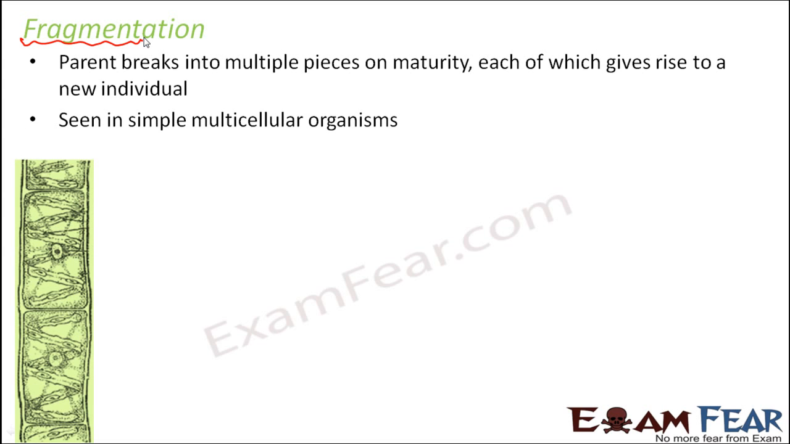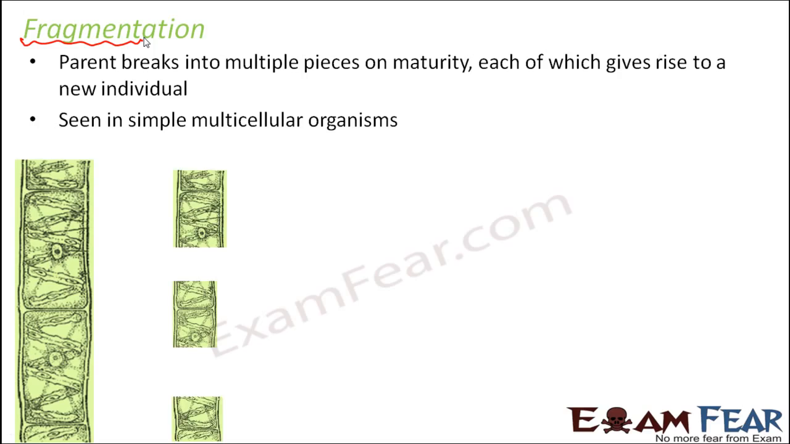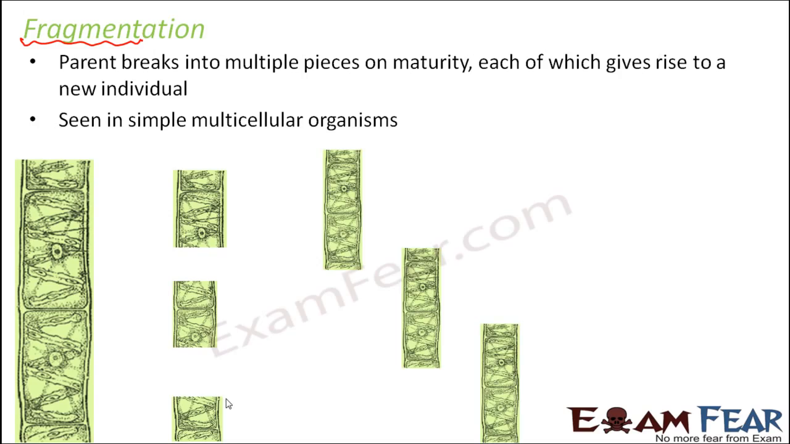Let us suppose this is the parent organism, this is the Spirogyra. When it becomes mature, it gets split into three parts. These are the three parts of the Spirogyra, and each of these parts will gradually give rise to a new individual. Here you see, this was the first portion. The first portion gradually gave rise to the entire organism. The middle portion also gave rise to the entire organism, and the lower portion also gave rise to the entire organism.